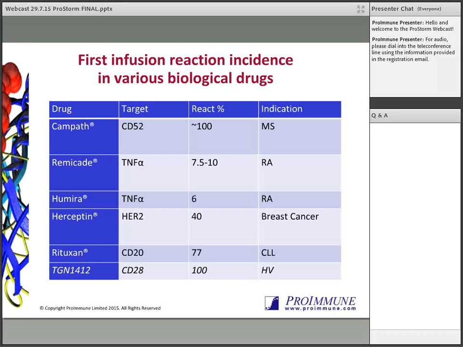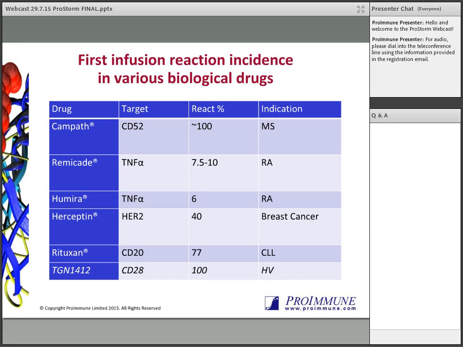As I mentioned, first infusion reactions are quite common, and many successful drugs on the market today do have a high rate of first infusion reactions. Some of those are listed here. The first in this table is Campath, which is an anti-CD52 antibody that was indicated for MS treatment. It's known that a very strong cytokine storm occurs in about 100% of the individuals receiving this therapy. But again, these symptoms can be somewhat mitigated through the means I just mentioned.